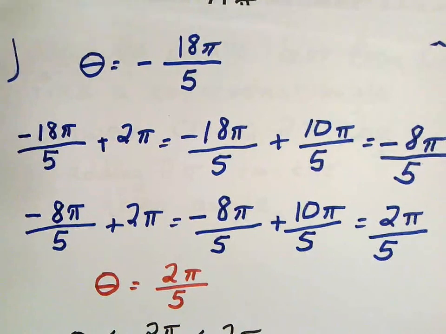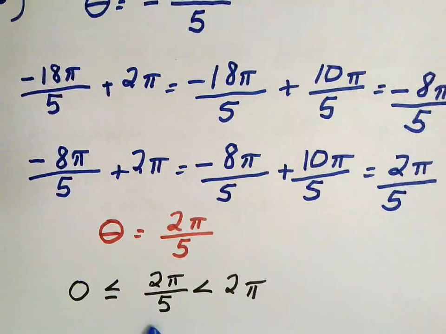And let me bring this up so you can see it here. I was emphasizing that 2 pi over 5 is between, again, 0 and 2 pi radians.